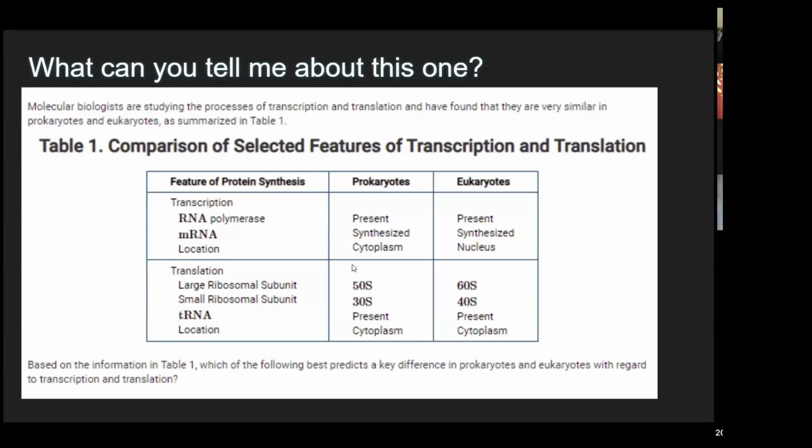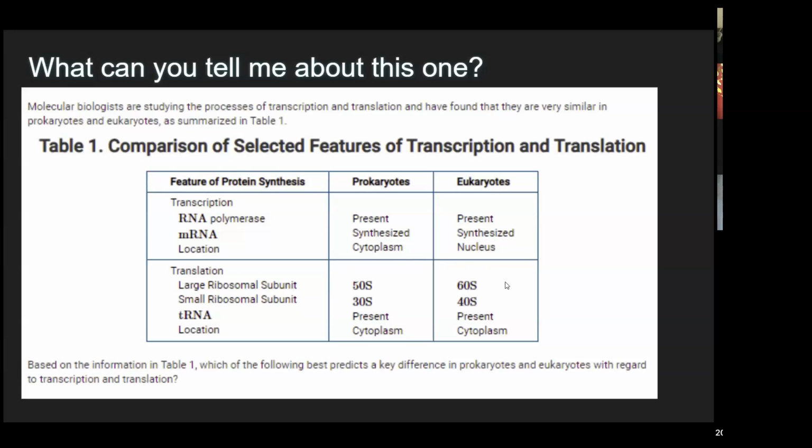So as I compare, how many things are different between the two? No, 3. There's 3 things that are different. What are they? Location, large ribosomal subunit, and small ribosomal subunit. Good. So we can see that in prokaryotes transcription is happening in the cytoplasm, translation is happening in the cytoplasm, whereas in eukaryotes, transcription takes place in the nucleus, translation takes place in the cytoplasm. So in the prokaryotes, they're in the same place, and in eukaryotes, they're not in the same place.